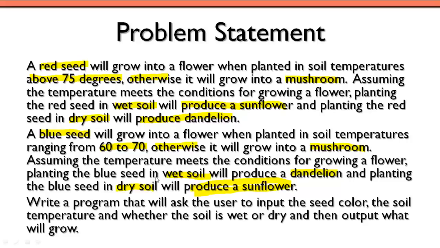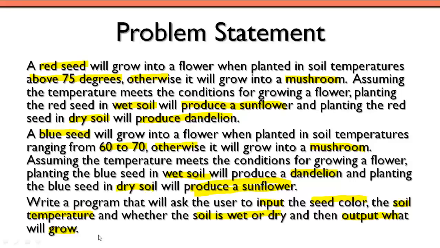So what do we have to do? We have to write a program that will ask the user to input the seed color, and then they have to input the soil temperature. And then finally, they will input whether the soil is wet or dry, so basically the soil moisture. And then they need to output what will it grow. Is it going to grow a mushroom? Is it going to grow a dandelion? Or is it going to grow a sunflower? That's basically the three choices we have.